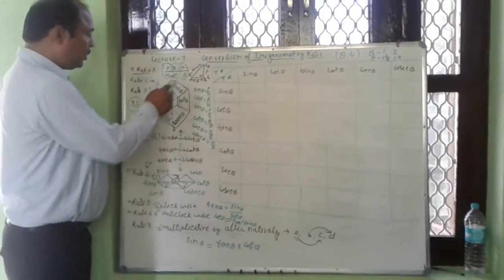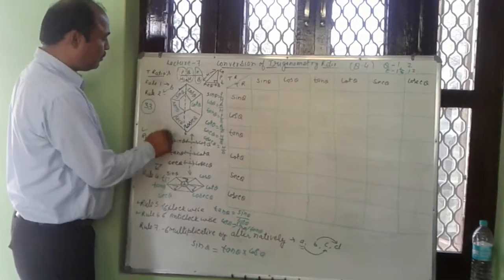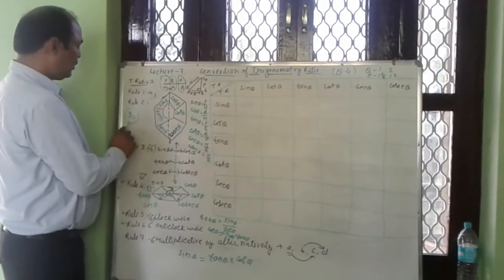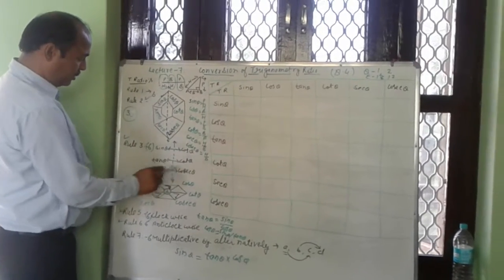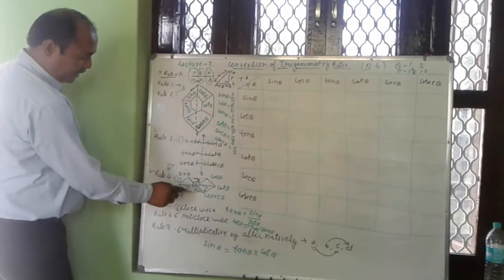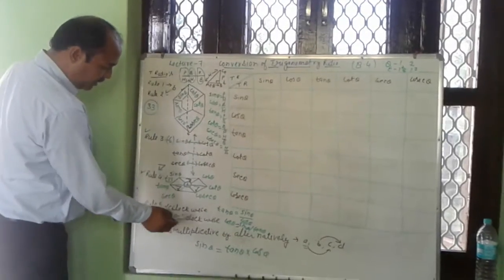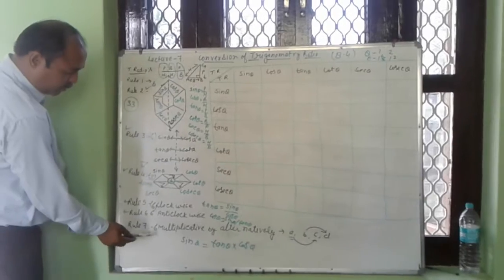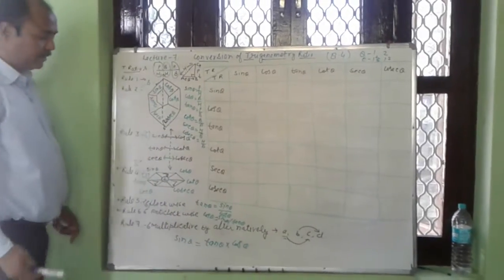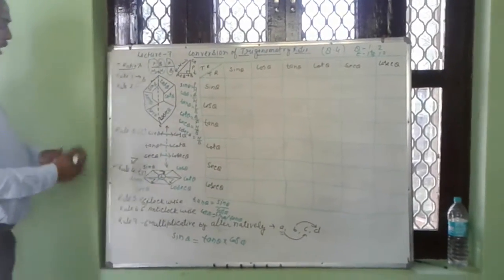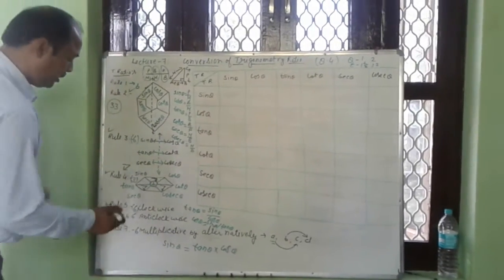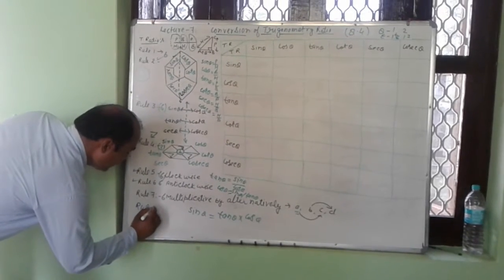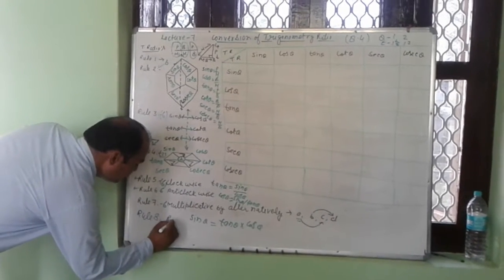Dear students, we already discussed these 33 formulae: 6 from here, 6 from here, 3 from identities, 6 from the clockwise relation, 6 from the anti-clockwise relation, 6 from the alternative method, and 6 come from the reciprocal way. Rule number 8 is reciprocal.